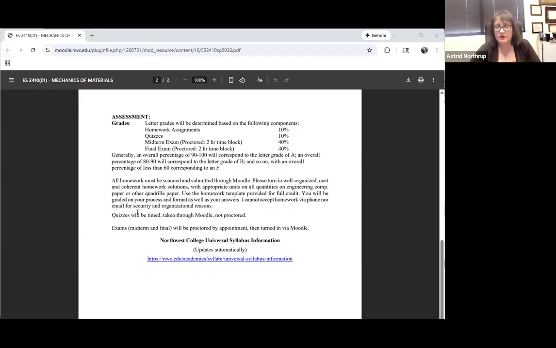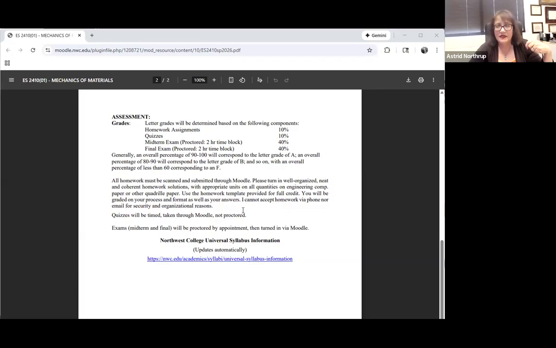This next point is very important. All of your homework has to be scanned and submitted through Moodle. I don't take any email assignments, and I don't take any handwritten, handed in to me assignments. Now, your homework will be handwritten, but after you do it on the engineering comp paper, you need to scan it and submit it through Moodle, preferably as a PDF.